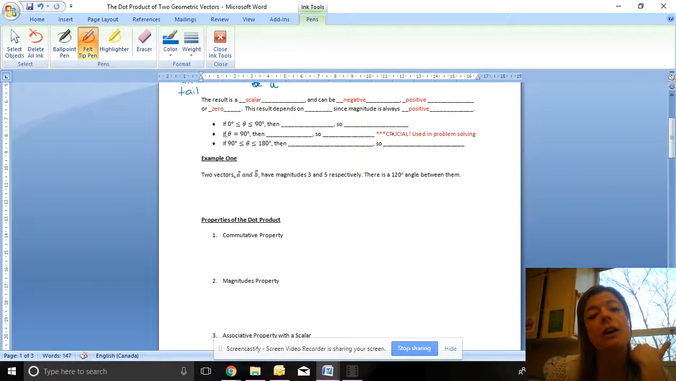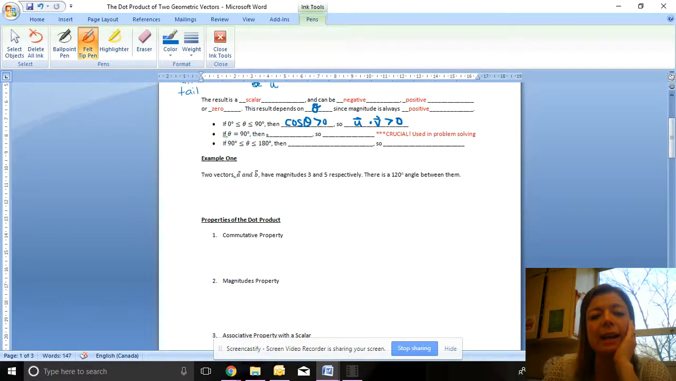So it's not a vector, it's actually a scalar, the result, and it can be negative, positive, or 0. And the result will depend on theta, because the magnitude of both of the vectors will always be positive. Therefore, it's the cos theta that will give you whether it's positive, negative, or 0. So if it is an acute angle, then cos theta is positive, and so the dot product will be positive.